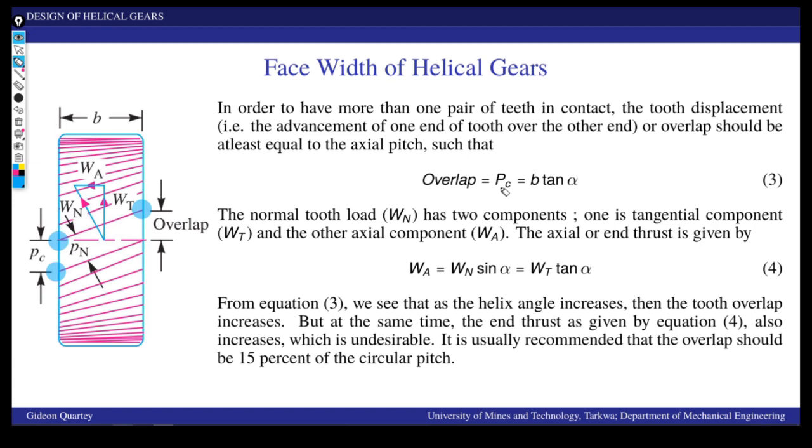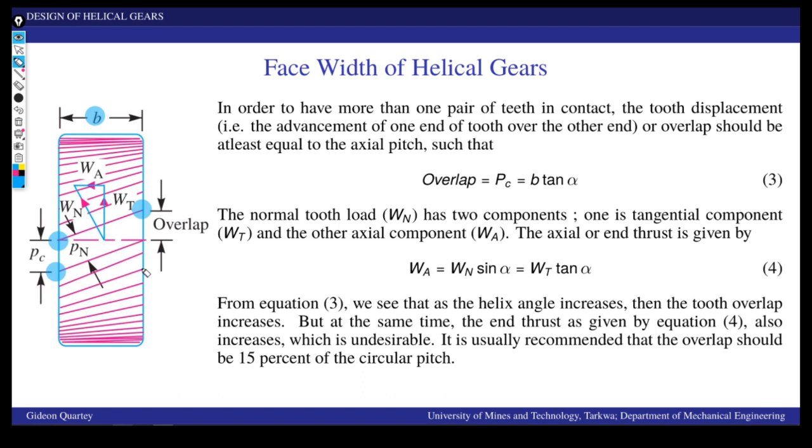So overlap is equal to PC, which you can calculate to be equal to B, the face width, times tan alpha, where alpha is the helix angle, the angle of inclination of the gear teeth. The normal tooth load, which is WN, has two components. We know that when gears are engaged, the load present is always normal or perpendicular to the surface of engagement.